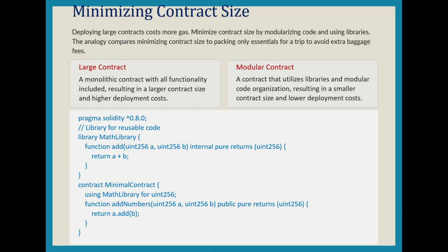Public pure returns uint256. So a function named addNumbers that takes two uint256 arguments A and B and returns their sum. Again, this is public and pure, like what I just discussed with you right now, and returns a.add(b). So this function calls the add function which is already present in the math library. We have not created a new function. This is already present. So it uses this function add on uint256 variable A with B as the argument, and it finally returns the result. Okay, so this is how we have designed a modularized contract.